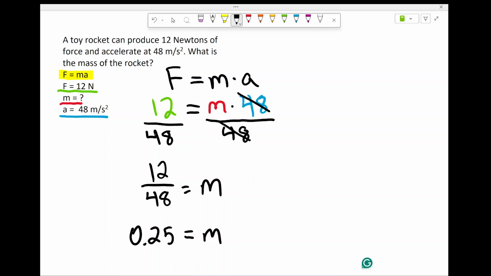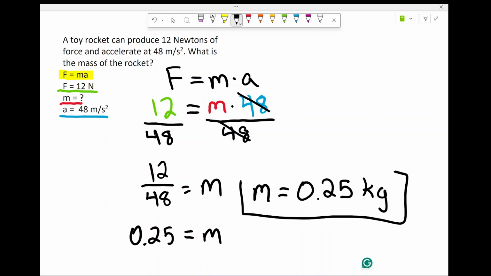To write our final answer, we would write our variable, then our value, and then the correct unit. So that would look like m is our variable, the value is 0.25, and the correct unit for mass in this case would be kilograms. So that would be our final solution, 0.25 kilograms.